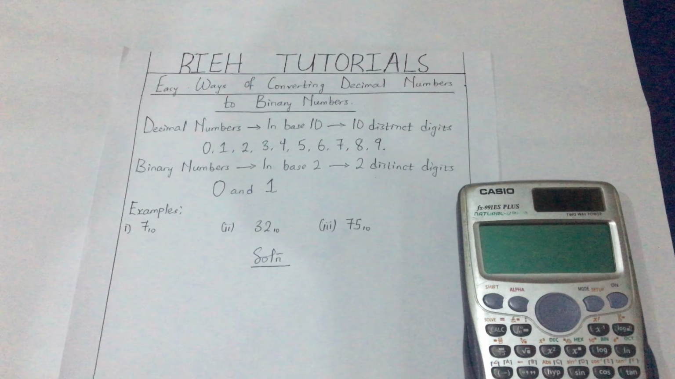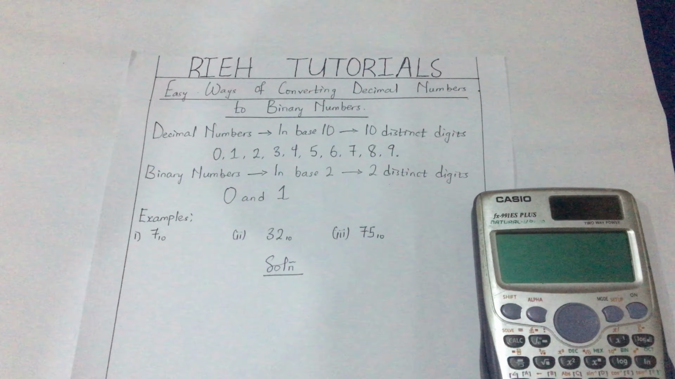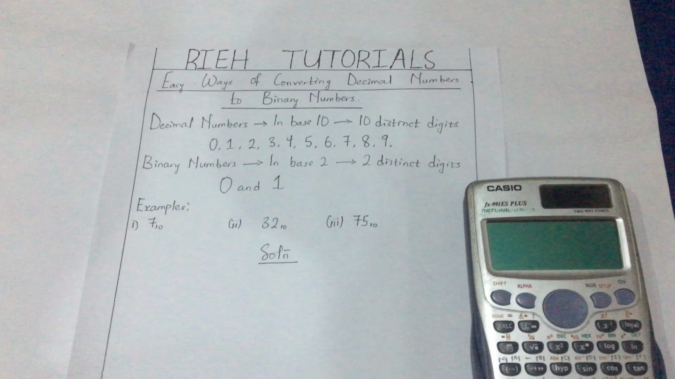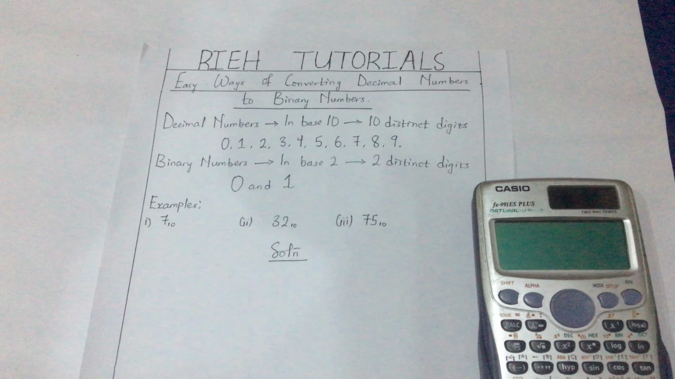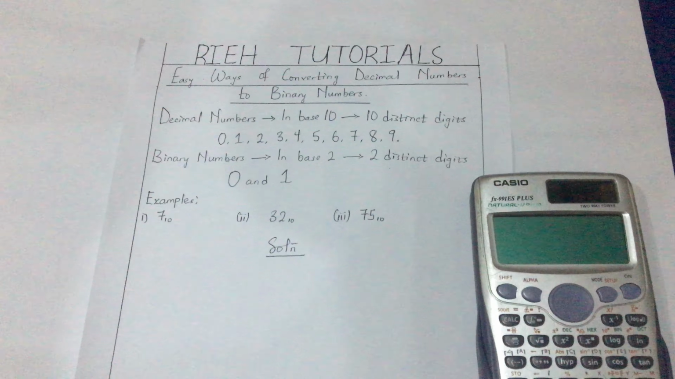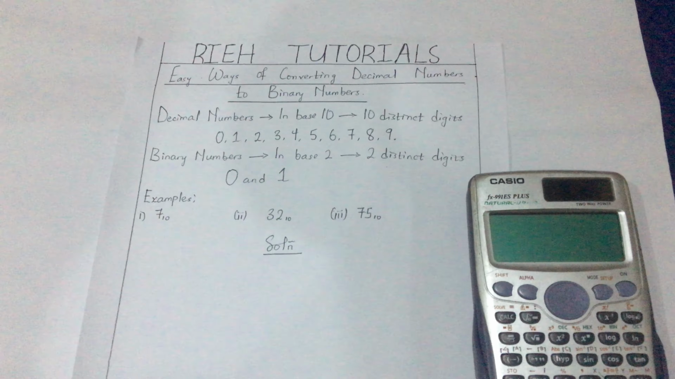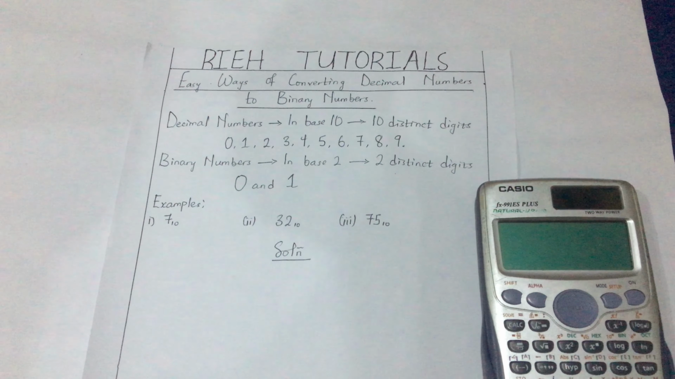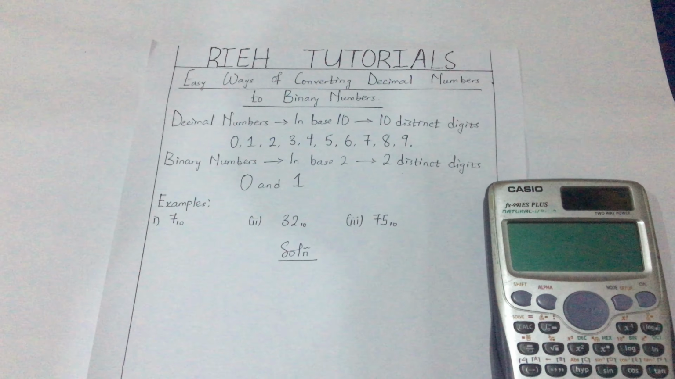In this video, we'll be looking at the easy ways of converting decimal numbers to binary numbers. When I say decimal numbers, I mean numbers in base 10, numbers with 10 distinct digits. That is 0, 1, 2, 3, 4, 5, 6, 7, 8, and 9. And when we say binary numbers, we mean numbers in base 2, numbers with 2 distinct digits. That is 0 and 1.